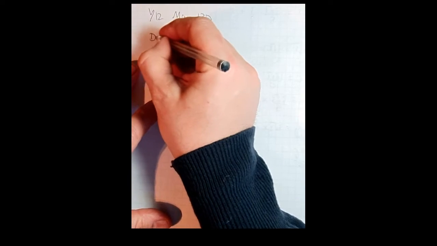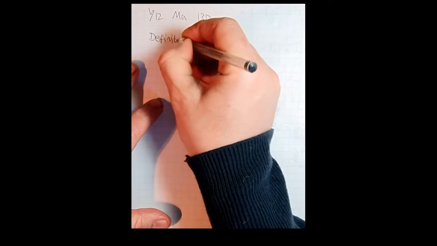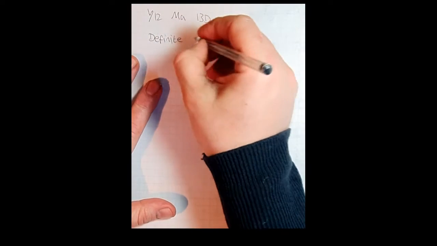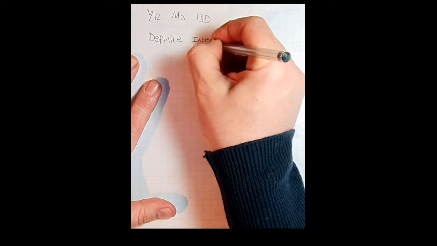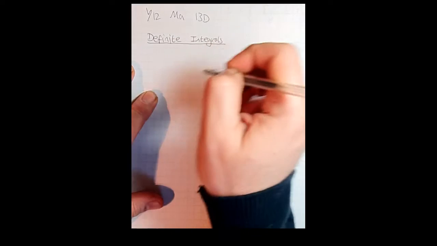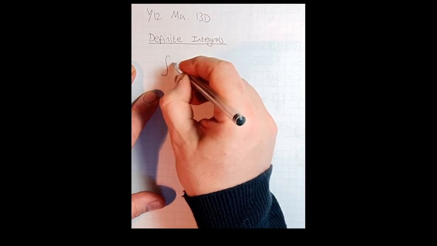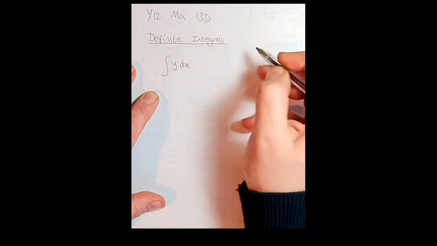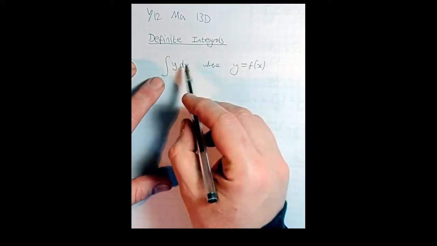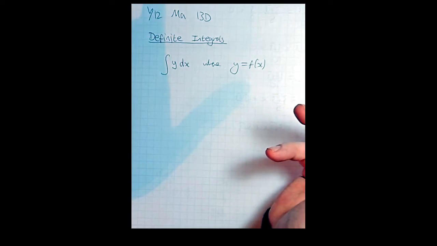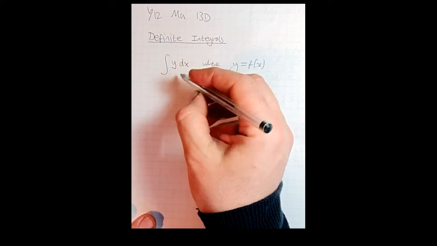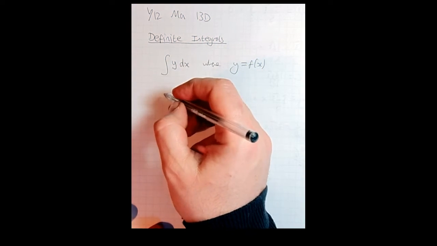Definite integrals. So this is one of those things where we define the process and then after we have a look at the application for it. So what we've been doing so far is indefinite integration, where we had the integral of some function of x with respect to x, and you add on your c or you find your c and anything like that. Indefinite integration.